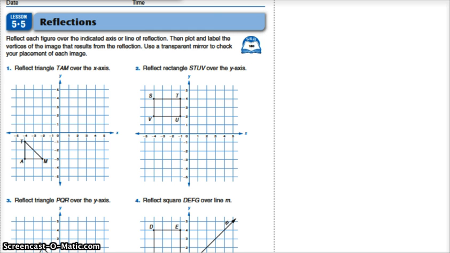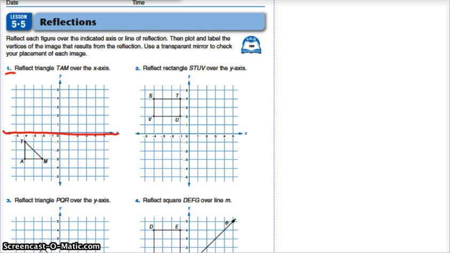Let's see. We have reflections. So I'll do one example. So when we reflect, it says reflect. We're going to do number 1. Reflect triangle TAM over the x-axis. So here's the one that we're working with. This line. Make sure you choose the right axis.